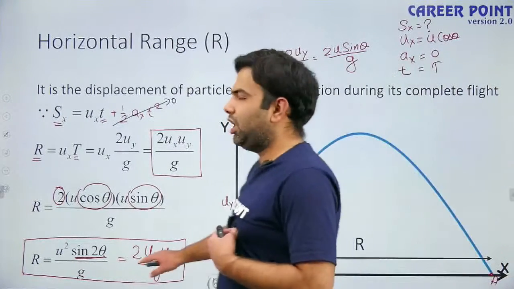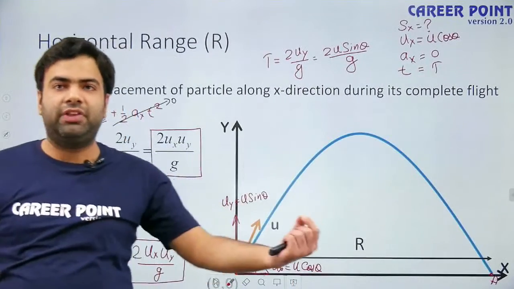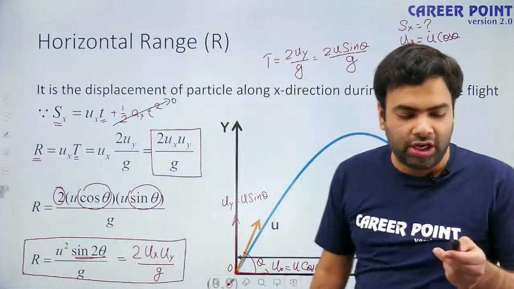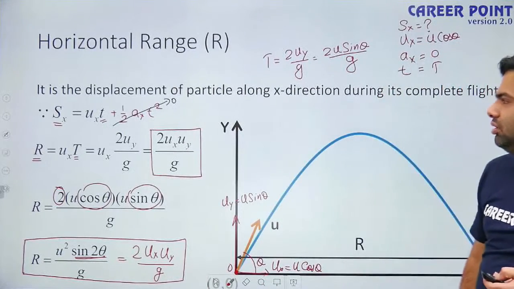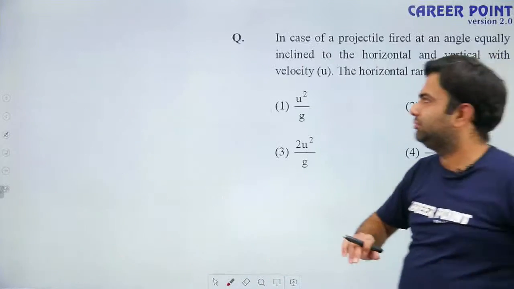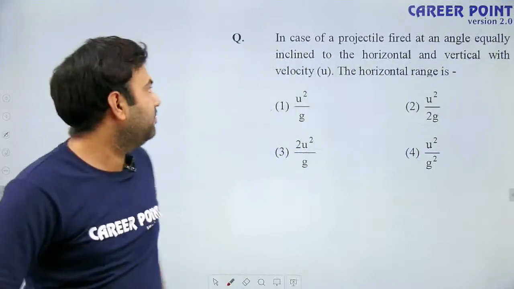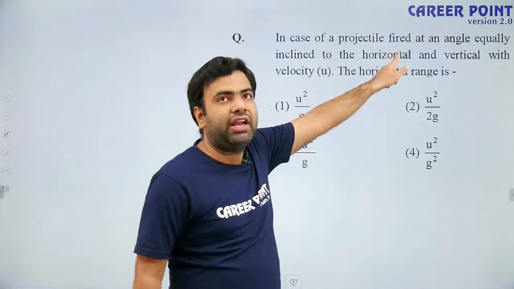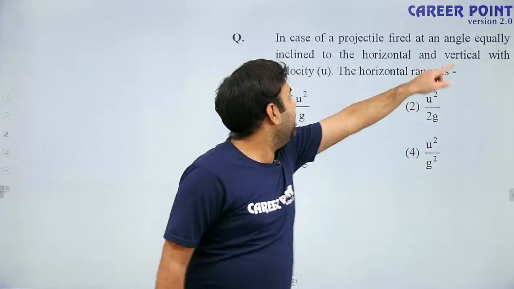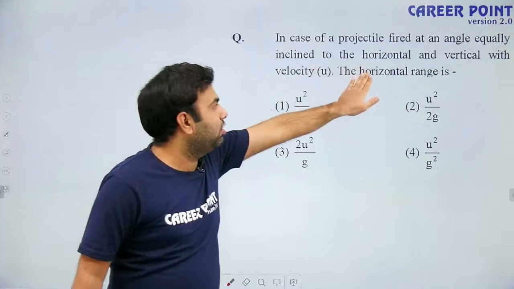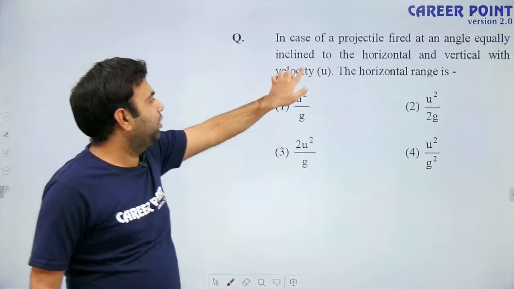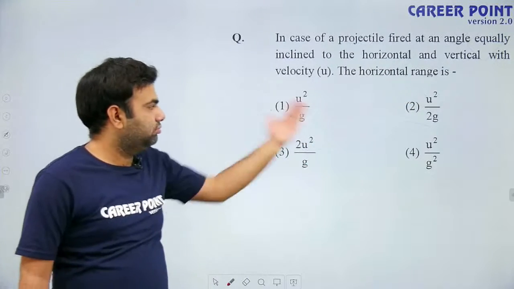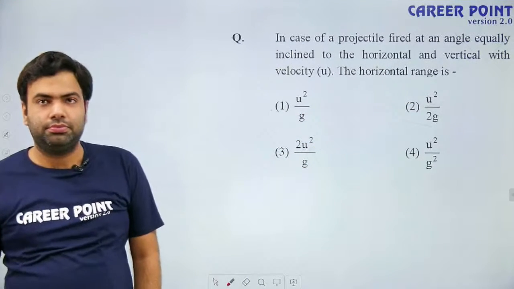So we got the formula of range, we got the formula of time of flight, we got the formula of maximum height attained by a projectile. Now let's solve some questions in order to practice these formulas. See what we have, this question. In case of a projectile fired at an angle equally inclined to the horizontal and vertical with velocity u, the horizontal range is. Choose the correct option.